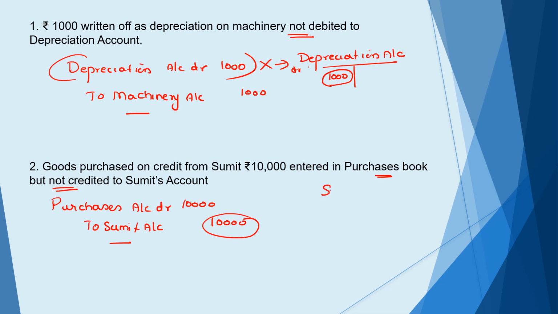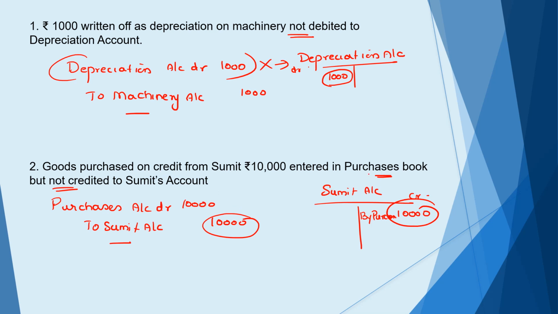So in Sumit's account in the ledger, it should have come on the credit side, 10,000, as by purchases. But the problem is this was not done. The posting did not go into Sumit's account on the credit side.